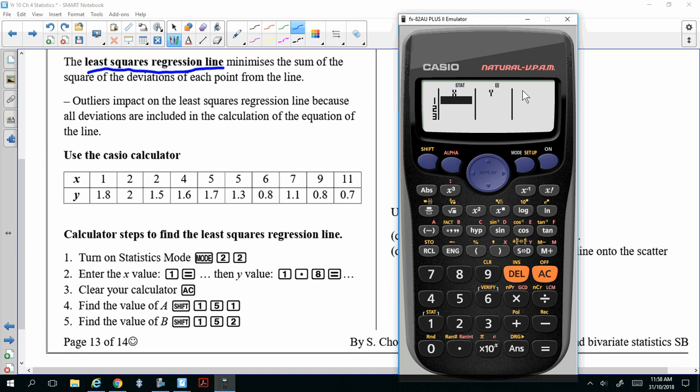Now, some of you may have a frequency column. So to turn that off, make sure you just go shift, mode, down, stat. If you have a frequency column, make sure you turn it off. But if you don't have it, that's okay. All right, let's try again. Mode, 2, 2. Okay, X and Y.